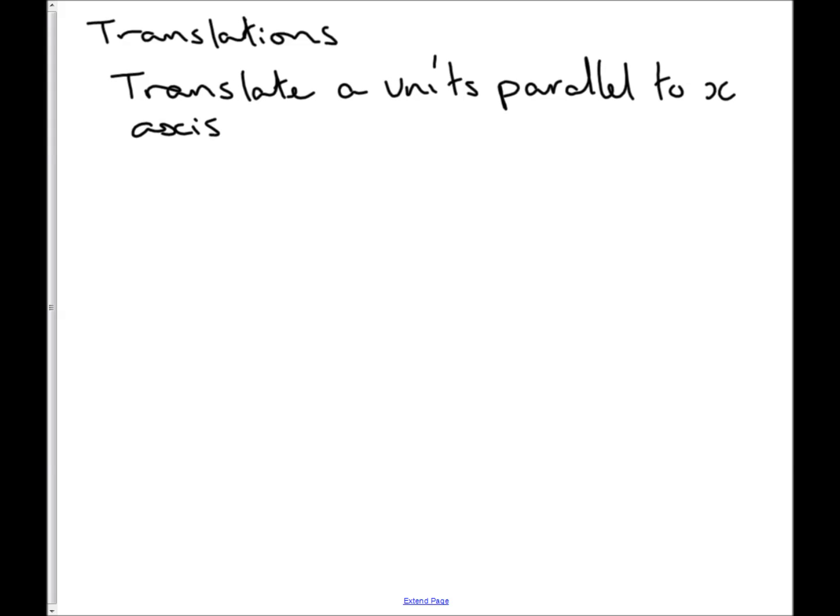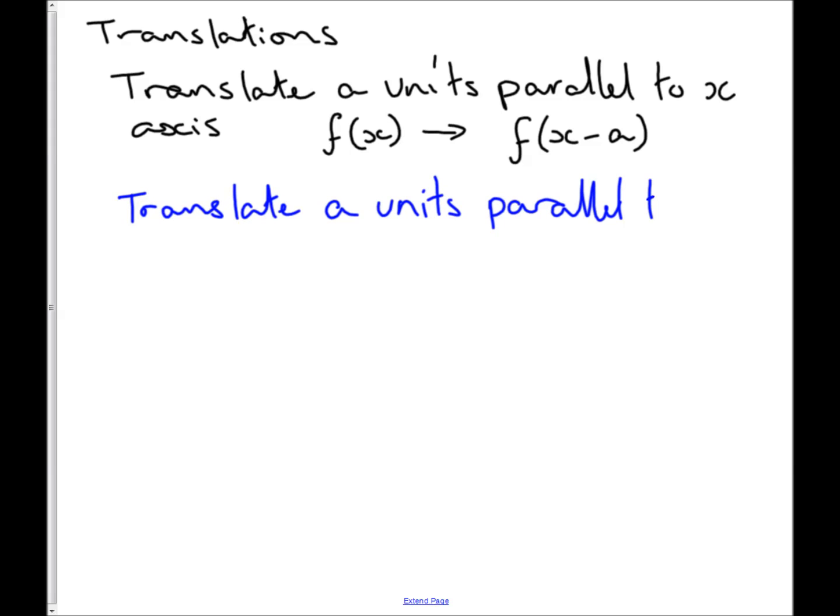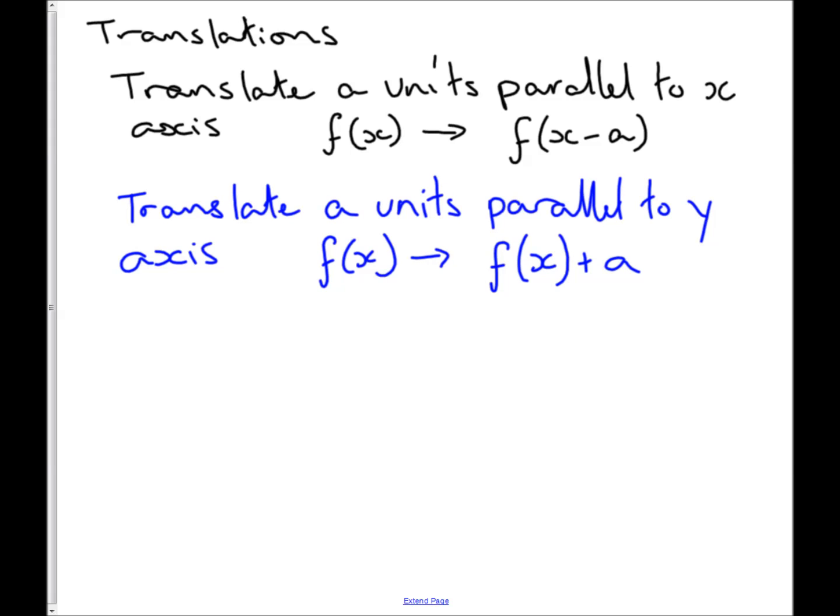So there are 6 transformations. There are 2 translations. To translate a units parallel to the x-axis, I take my f of x, my original equation which hasn't changed, and I change it to f of x take away a. I can also translate a units parallel to the y-axis, and to do that I take my f of x and I add on a afterwards. So I do my equation as before but add a onto the end. So those are my 2 translations.